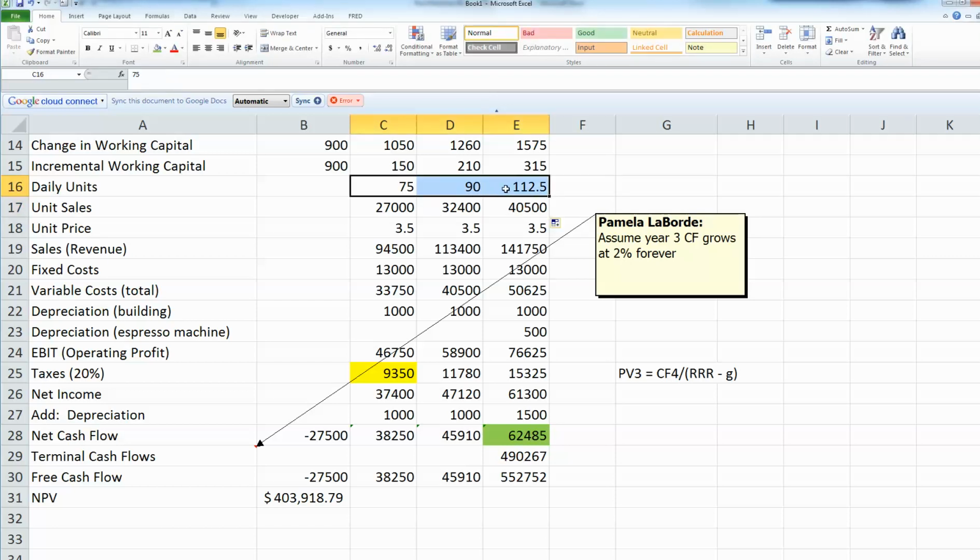Because when I go to analyze the project for risk, I think I want to change those daily units as part of my risk analysis. And it's just a little easier to do if I have them broken down into separate cells.